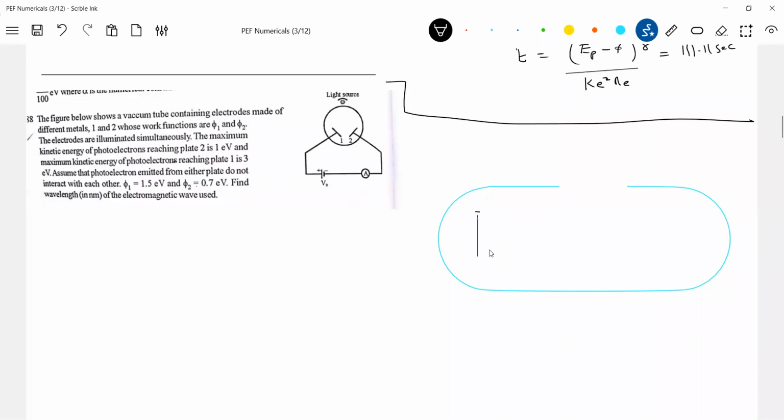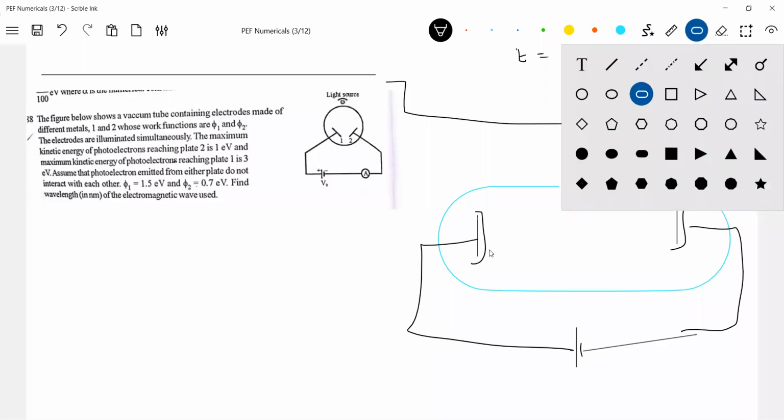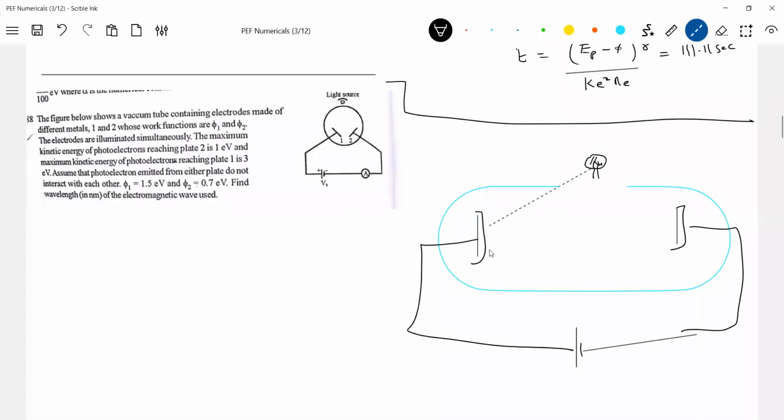There's a plate 1. The light, what will happen? There is some point source of light, and the light emitted by it. So I think this should have been the better diagram, I feel. And this is that V0.